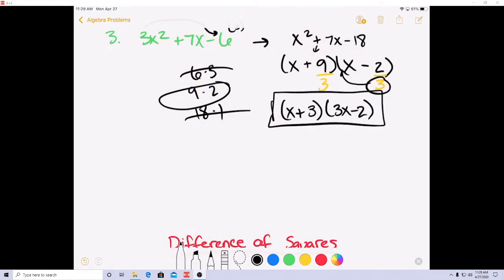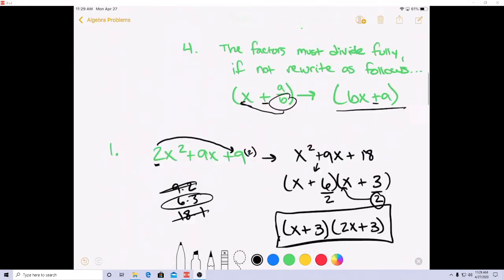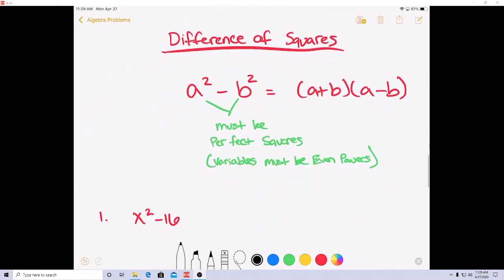And there's our final answer for slide and divide. Okay, so that is your first assignment. Let's see if I can squeeze this all into one video. The next one is difference of squares, right?